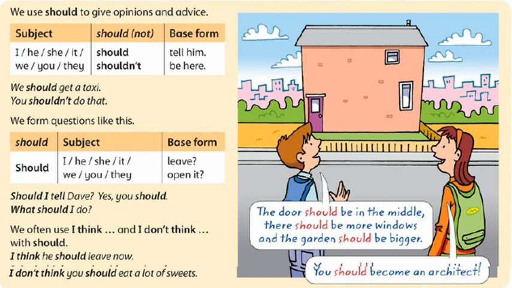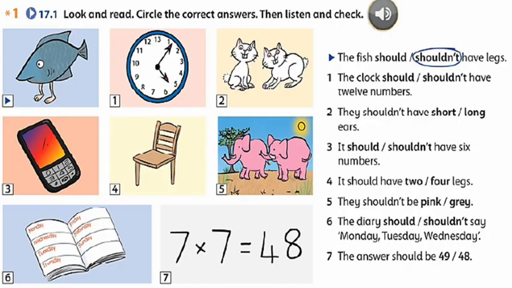We often use I think and I don't think we should. For example, I think he should leave now. I don't think you should eat a lot of sweets. Okay, is it clear? Let's do the task. Look and read. Circle the correct answer. Then listen and check.